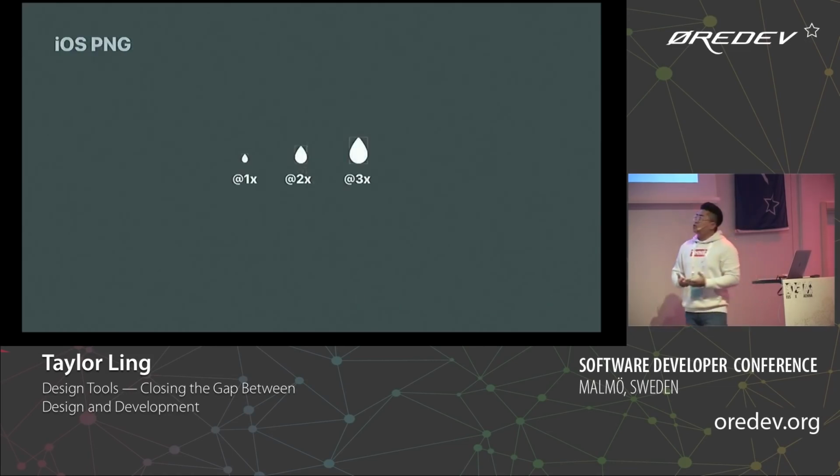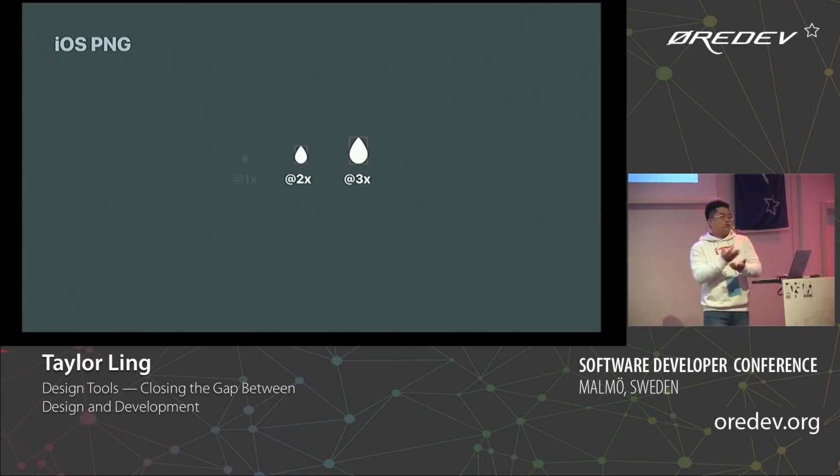iOS, same thing, PNGs, you have different densities, so the designer has to provide 3 different assets. But of course, in iOS, the 1x bucket is totally phased out. There are no more devices with 1x screens.